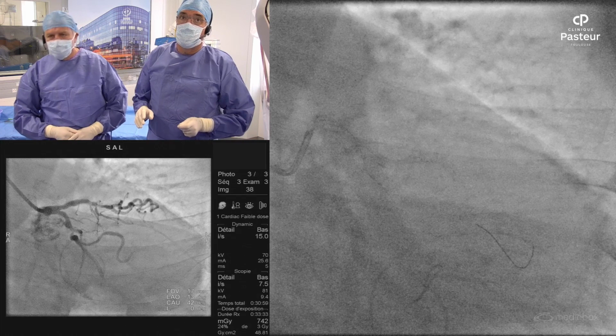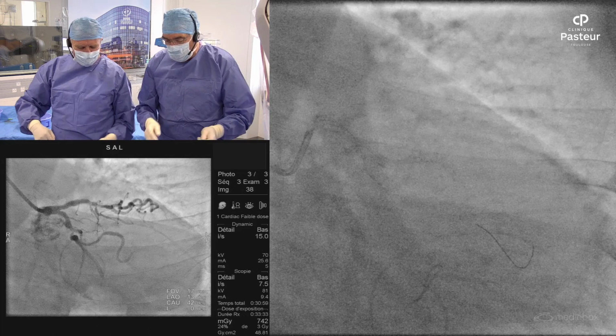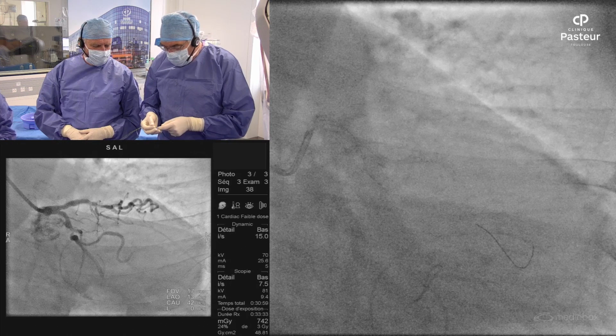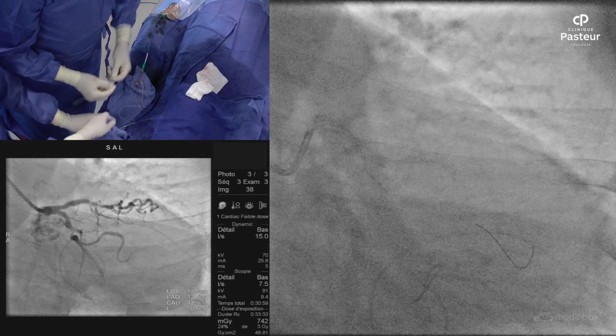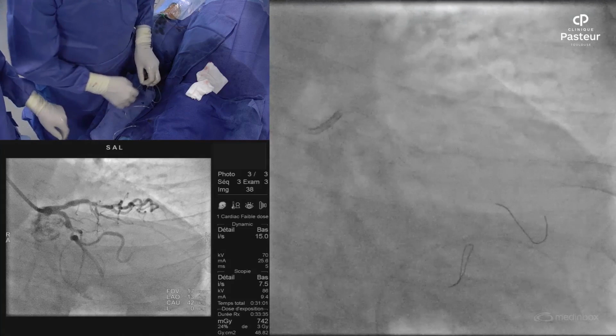The LED should certainly be easier, leaving the diagonal. What do you think? Yeah, I think so. And it's what you proposed, Bruno, at the beginning. Maybe we have to consider staging this second procedure, because we have already spent a lot of energy on this first lesion. And maybe we can use two procedures.